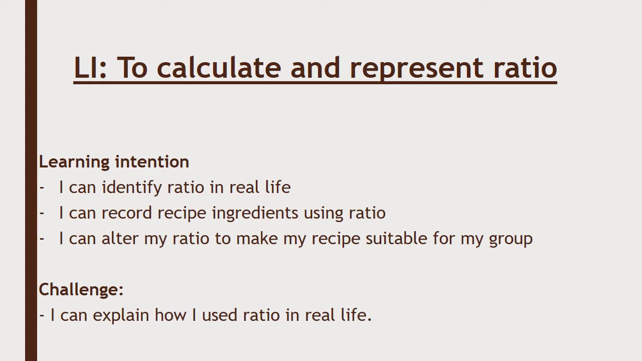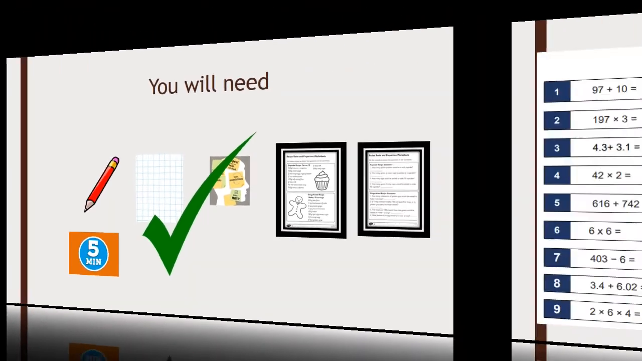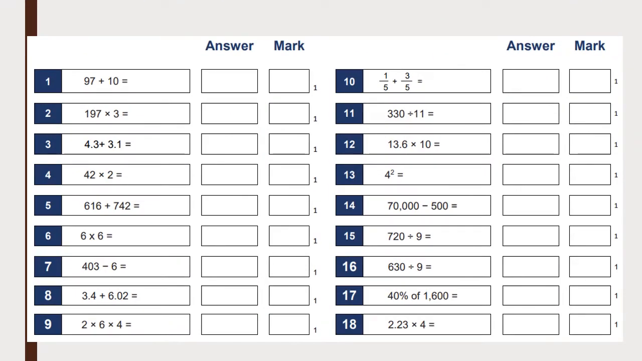So let's get started. For today's lesson, you will need your pencil, paper, always your thinking hat, the worksheets that were emailed to you this morning and your 5-minute timer. Check. The worksheets emailed this morning were entitled Recipe, Ratio and Proportion. Just as we did yesterday, I'd like you to pause the video shortly, set your 5-minute timer and answer as many of these questions as you can.